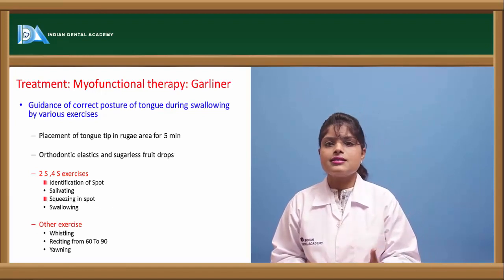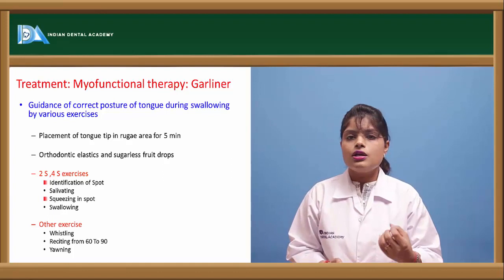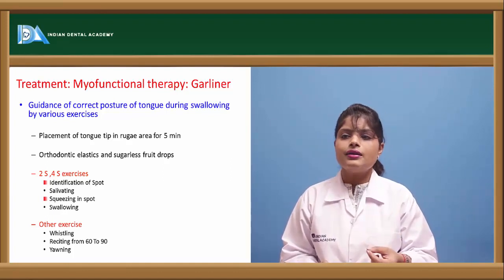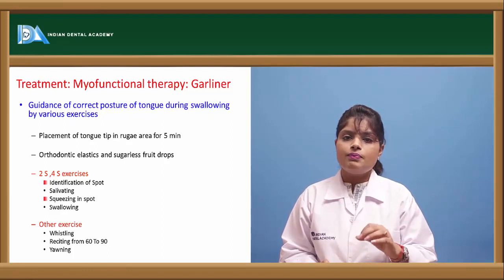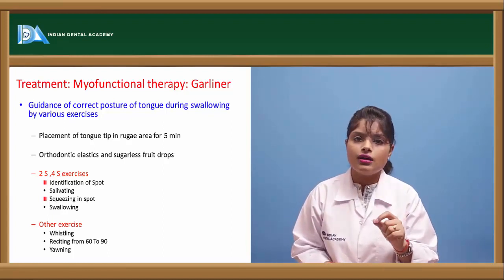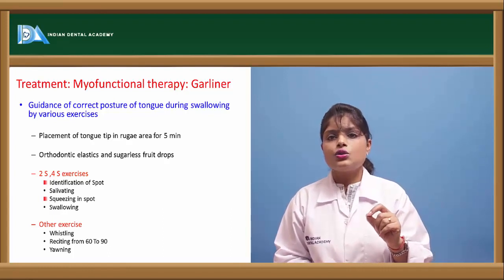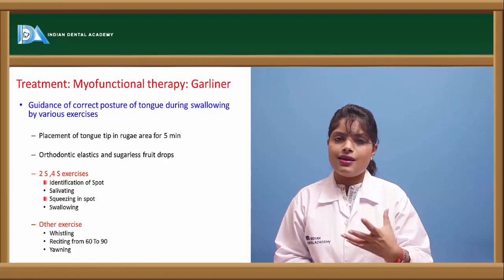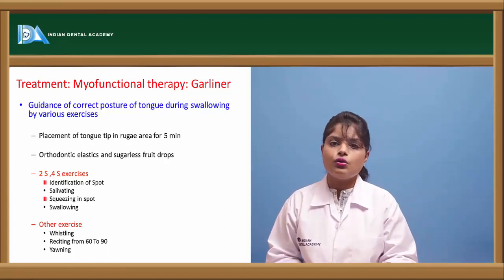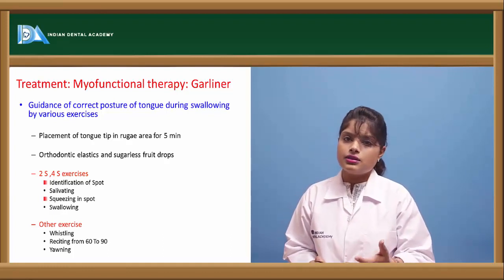and the various exercises, which are the myofunctional exercises, which is called spot, salivate, squeeze and swallow. That is, we spot a particular point on the rugae area by means of the tongue, just behind the incisor teeth. Then we squeeze the tongue, then we salivate, and then we swallow. This is the exercise which is taught to children who have the tongue thrusting habit.